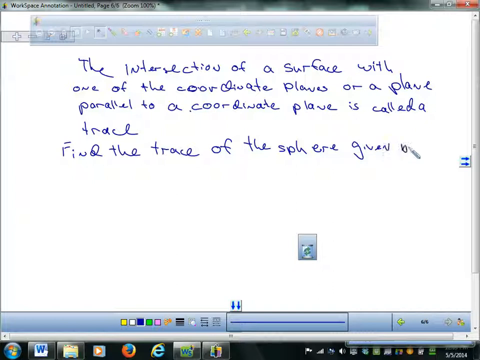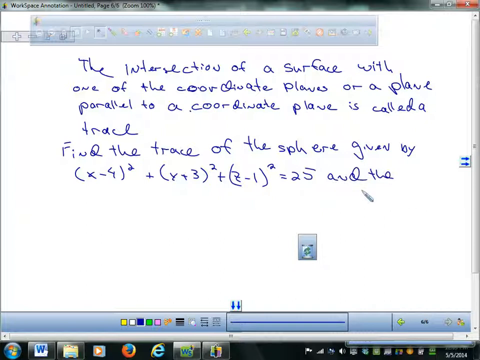given by x minus 4 squared plus y plus 3 squared plus z minus 1 squared equals 25, and the XZ plane. Okay? So it's kind of nice to visualize what this means.